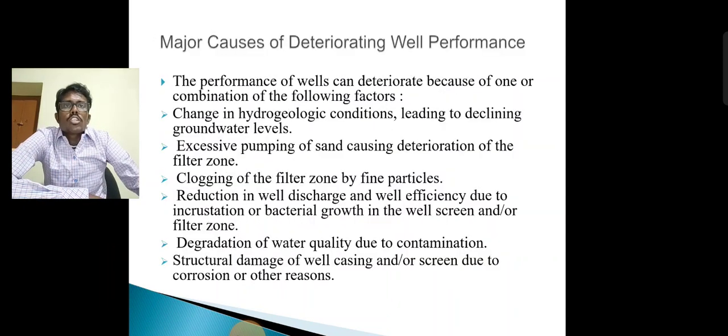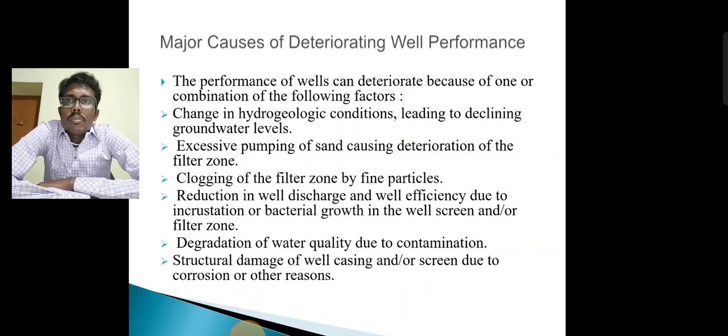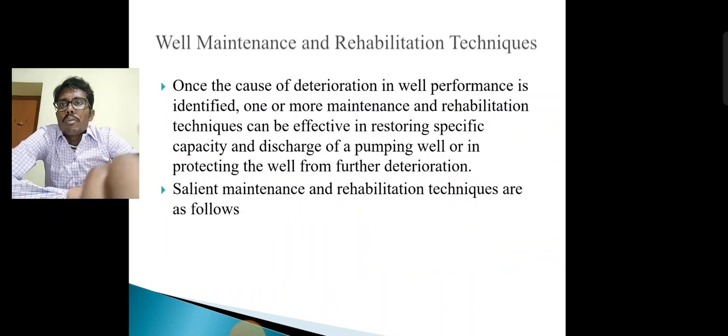What are the major causes of deteriorating well performance? The performance of wells can deteriorate because of one or a combination of the following factors: change in hydrologic conditions leading to declining groundwater levels, excessive pumping of sand causing deterioration of the filter zone, clogging of the filter zone by fine particles, reduction of well discharge and well efficiency due to incrustation or bacterial growth on the well screen or filter zone, degradation of water quality due to contamination, and structural damage to the well casing or screen due to corrosion or other reasons. These are the major reasons causing deteriorating well performance.